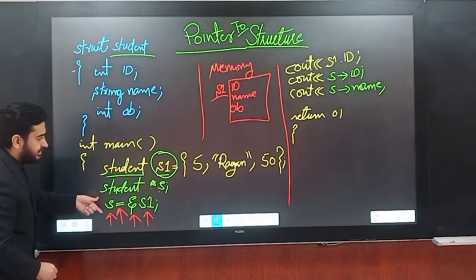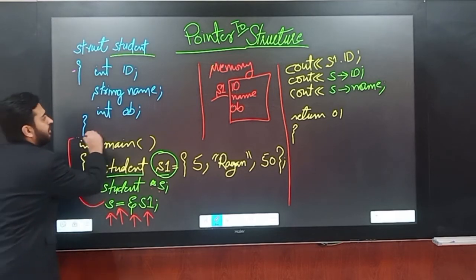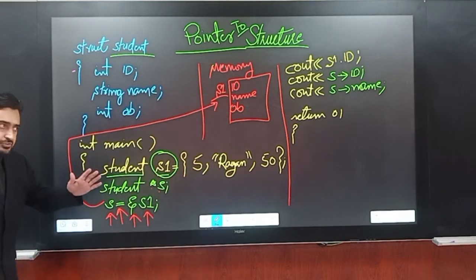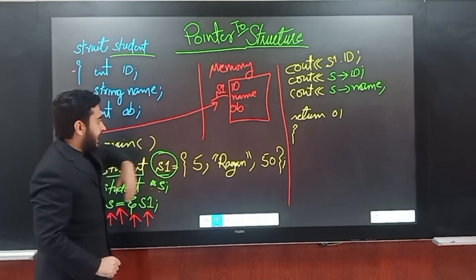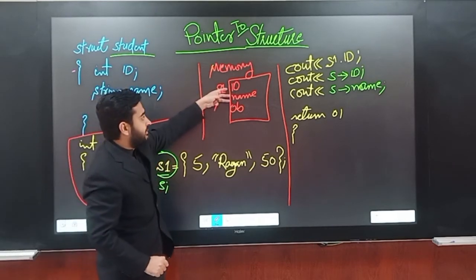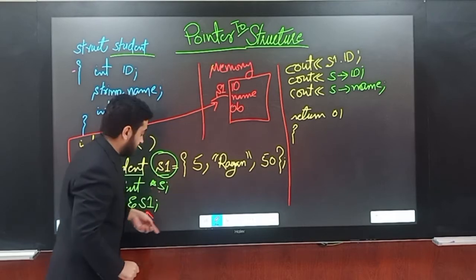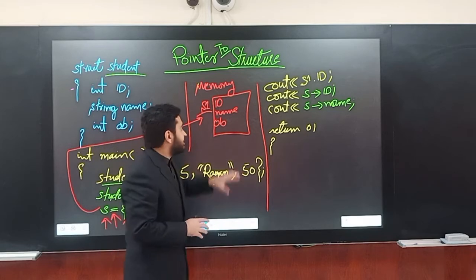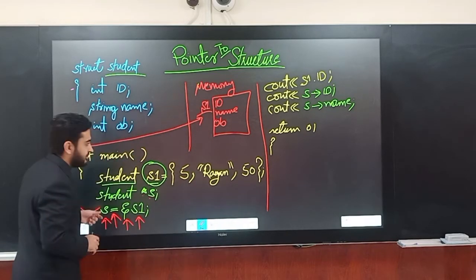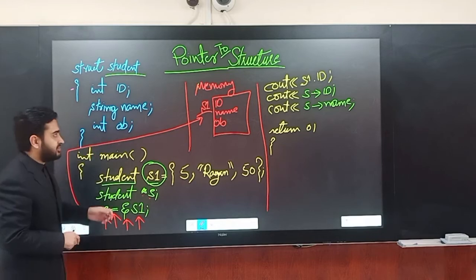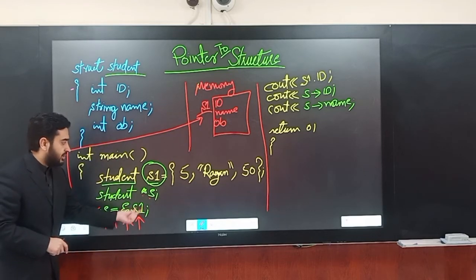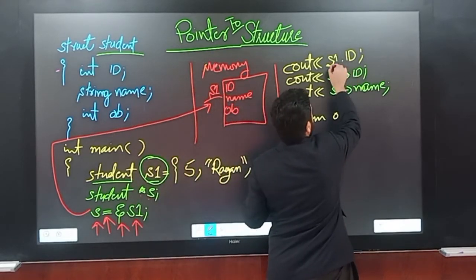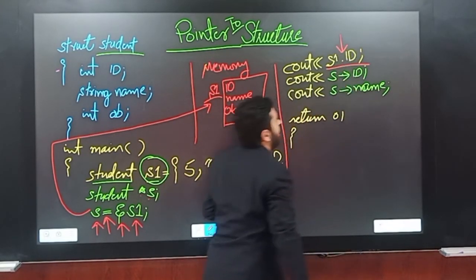So now this pointer S is actually pointing to the same location, the same address, S1. So we can access all these three variables, ID, name, and obtained marks, even through this pointer. But the syntax of accessing these variables through the pointer will be a bit different from accessing them using the simple variable. Through simple variables, we know that we can access variables using the dot operator.